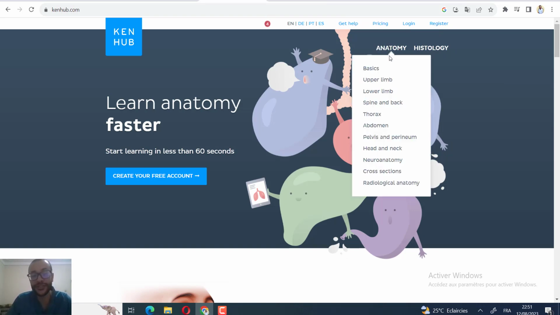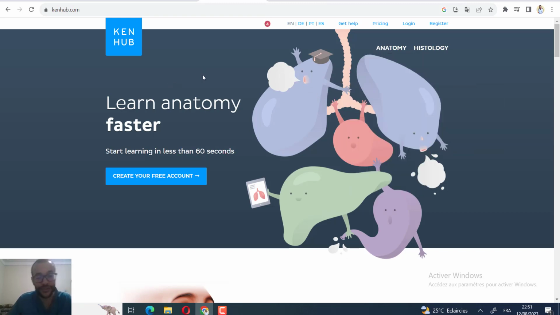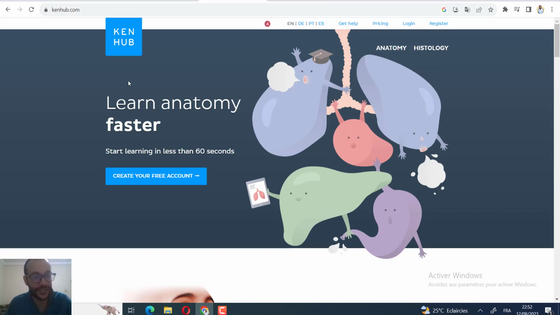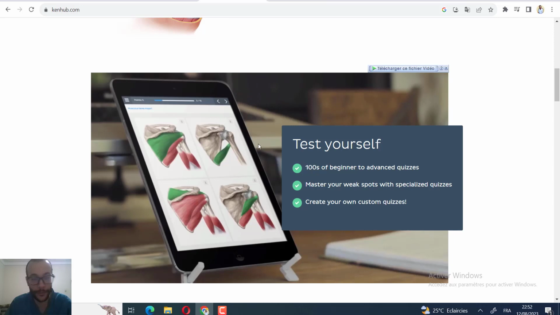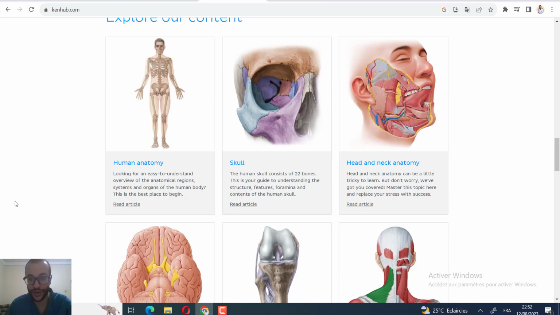In Algeria, in the first year we will study the upper limb and lower limb: the shoulder, arm, elbow, wrist. Maybe you will study other things, but in general we study the upper limb and lower limb. The Kenhub videos and materials have MCQs and detailed videos created by anatomy experts. I think it is one of the best resources to learn anatomy.